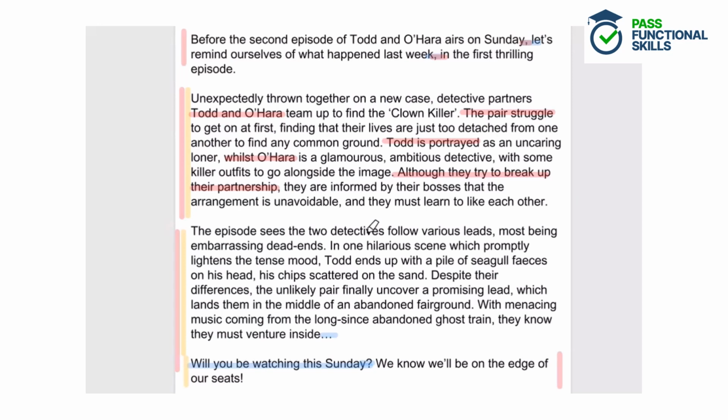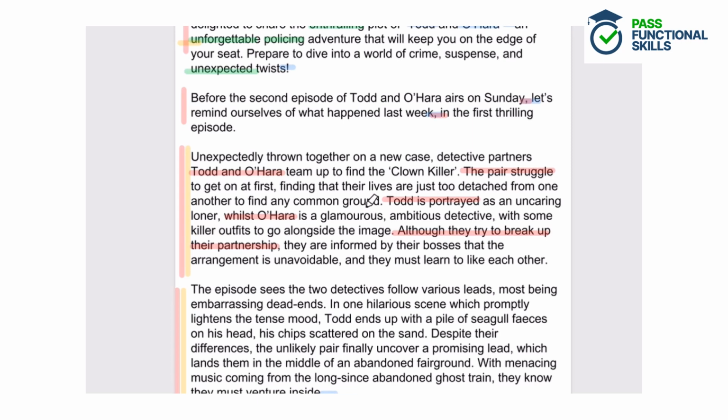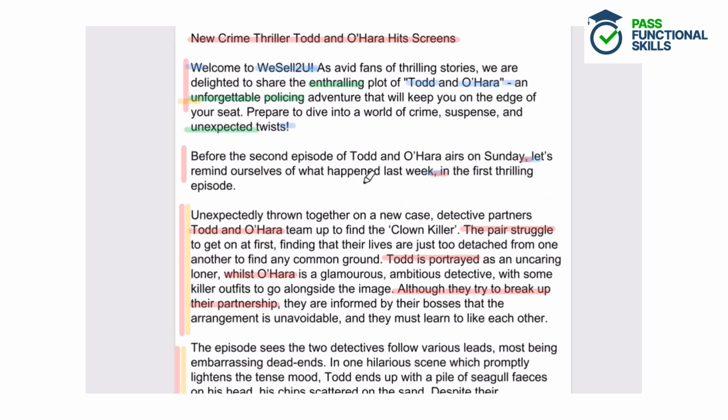So how is it suited to audience? Well, it's designed for potential customers, so it needs to be persuasive, and it uses a range of persuasive techniques to do this. So for example, let's take a look at this sentence. "Prepare to dive into a world of crime, suspense, and unexpected twists." We've got a few different language techniques that have been used to persuade the reader here. So for example, we have this triple at the end, crime, suspense, and unexpected twists, to draw the reader's attention and to create a list of things that are positive about the series.